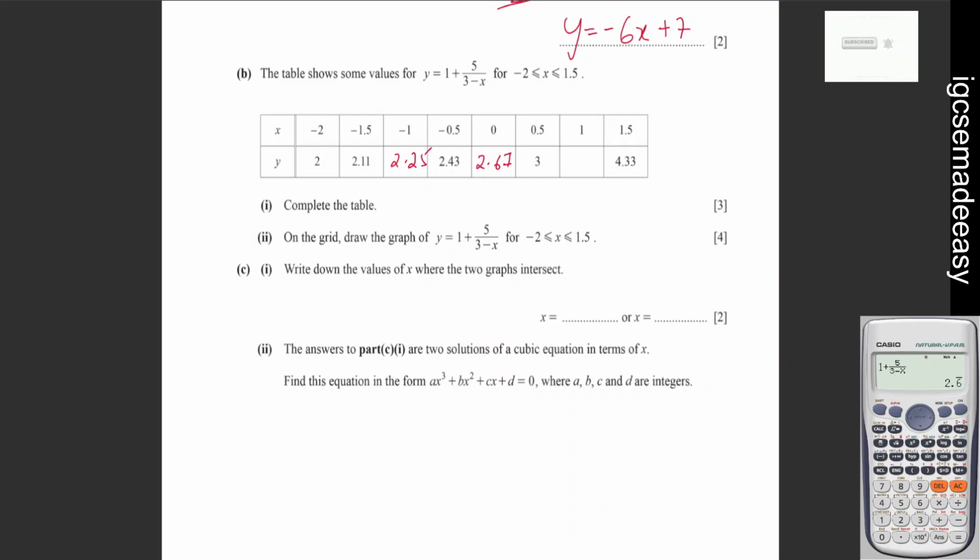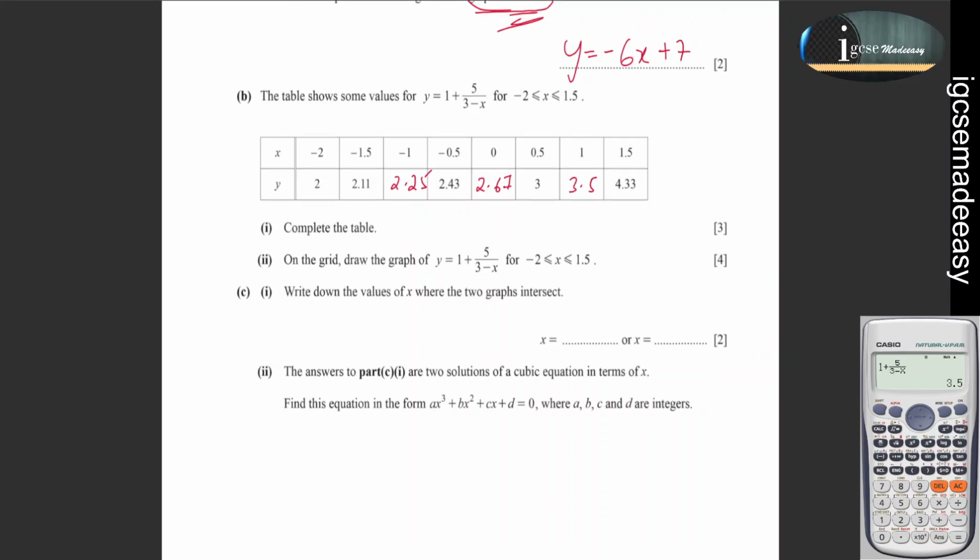Then if I press the CALC button again and enter 1, I'll get the answer 7 by 2, that is equal to 3.5. So for the case of 1, I'll get 3.5 as the answer. Part 2. On the grid, draw the graph of y equals 1 plus 5 by (3 minus x). We have to plot the graph using this table that we have just completed. I'll plot and show you.